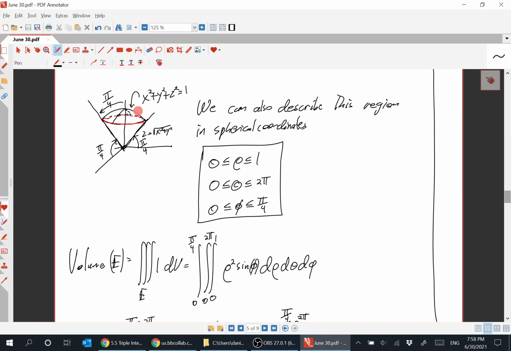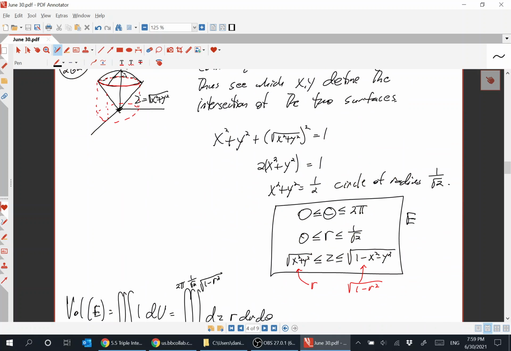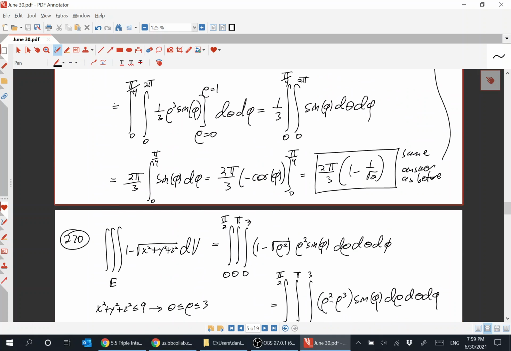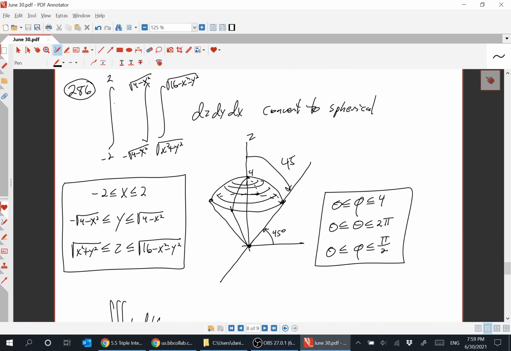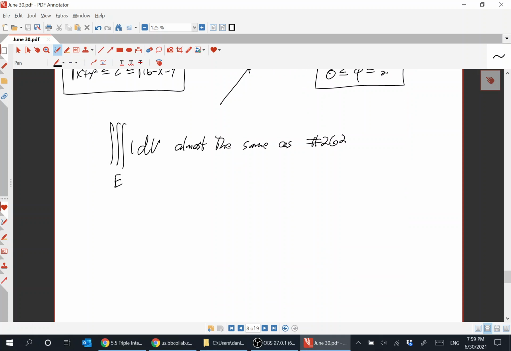Oh, well, it was a 1 here, not a 4. So, I mean, it's very similar to number 262. So this is the same as number 262. So we did 262 in both cylindrical and spherical, which you could do here as well. All right, that was 286.